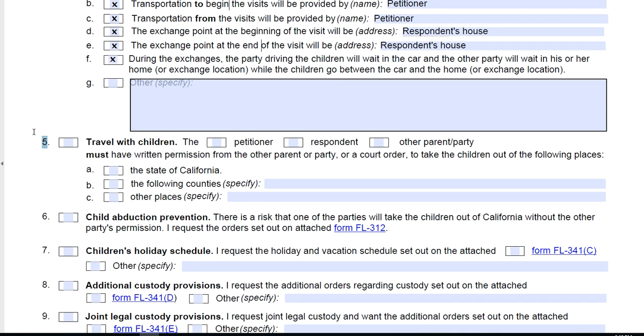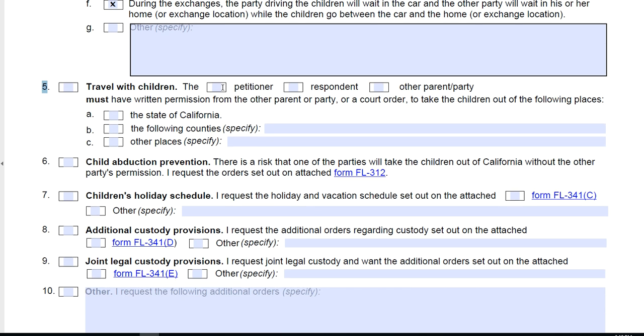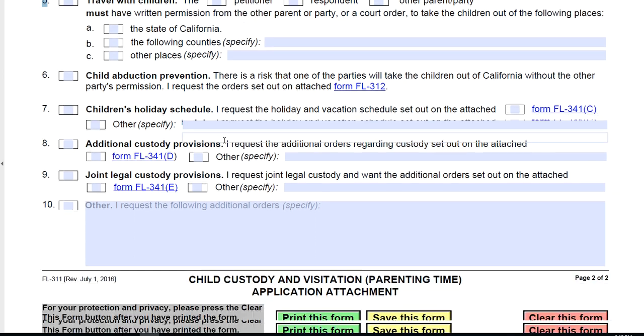Number 5, you can make it so that, or request to make it so that the other party cannot leave either the county or the state with the child. This is much more common in cases where there's a concern that maybe one of the parents will take the child out of state and not return. So if this makes sense to you to have a specific written order, please ask for it. It may or may not be granted, but ask for it.